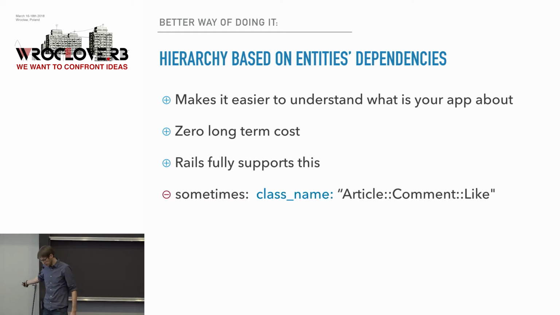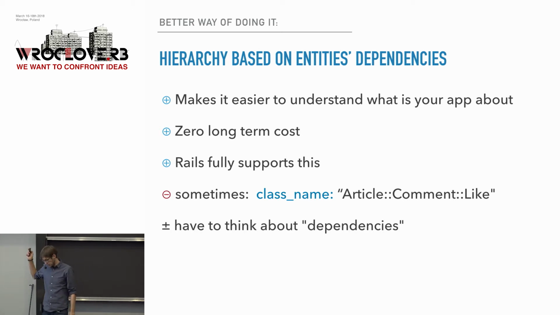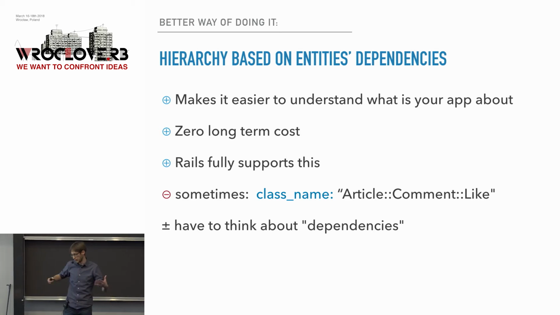So Rails fully supports this. Sometimes we need to specify the class name, and a good thing and a bad thing is that you have to think about dependencies, like what models are dependent on others, and group them accordingly.